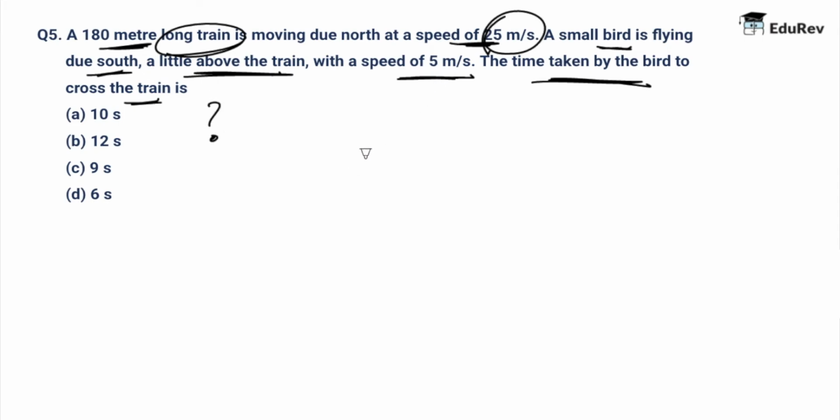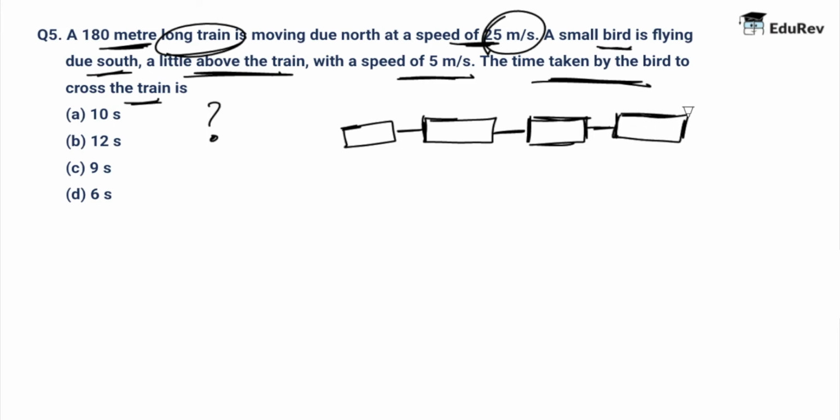So the train is going to be like this. This is your train, and it's moving at 25 meters per second. And there is this bird. I'll draw the bird for you. So let's pretend this is a bird, and it's moving at 5 meters per second.